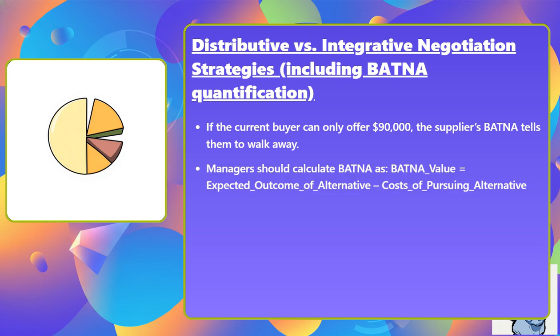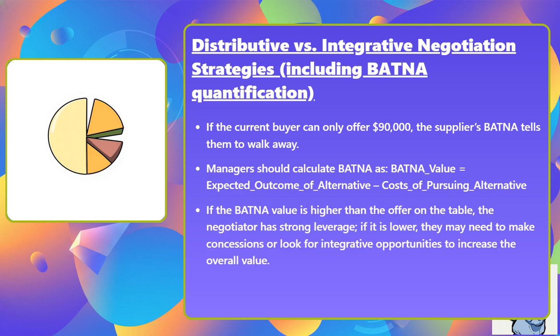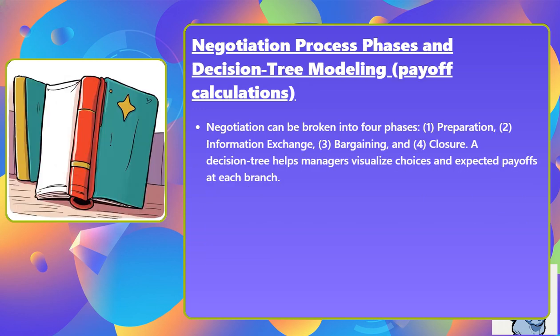Managers should calculate BATNA as: BATNA value equals expected outcome of alternative minus costs of pursuing alternative. If the BATNA value is higher than the offer on the table, the negotiator has strong leverage. If it is lower, they may need to make concessions or look for integrative opportunities to increase the overall value. Negotiation can be broken into 4 phases: preparation, information exchange, bargaining, and closure.